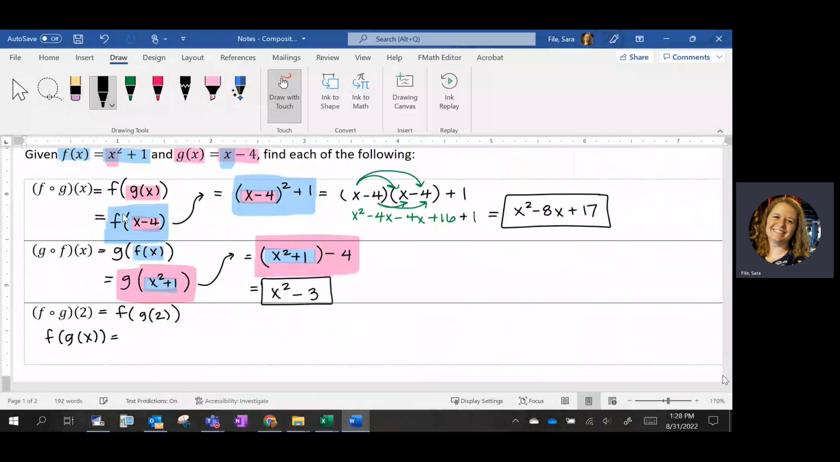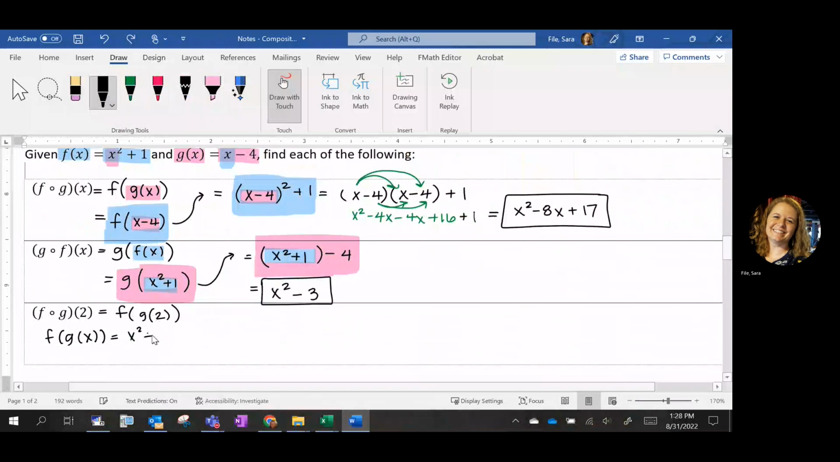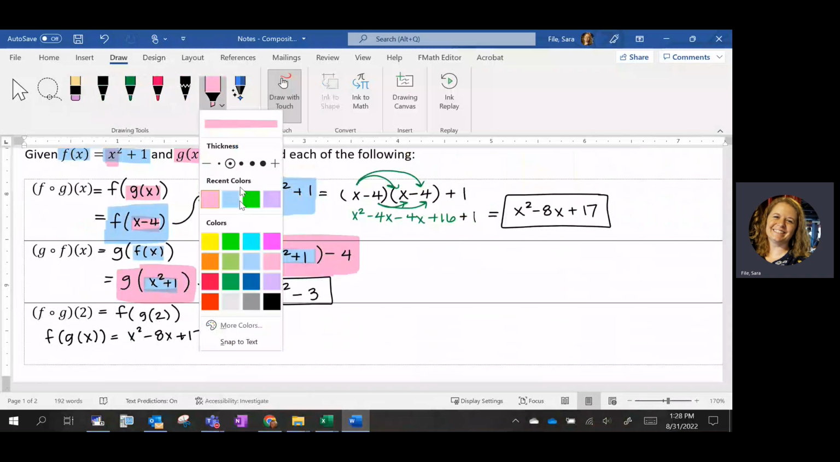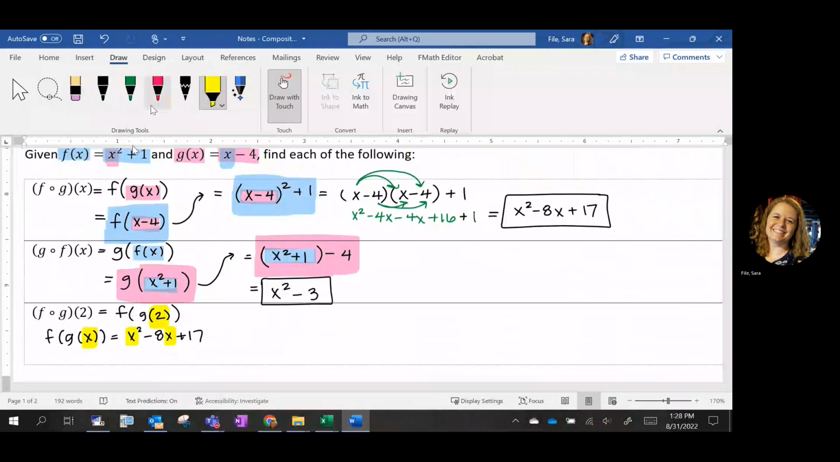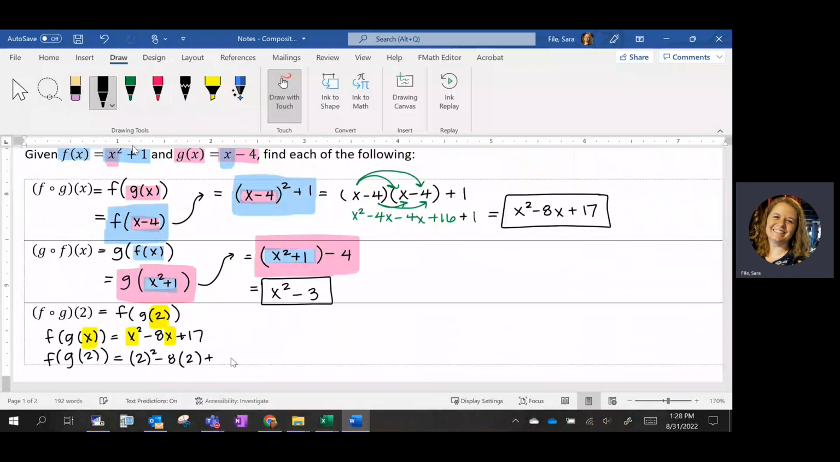At the very beginning, right here, we said f of g of x is x squared minus 8x plus 17. So what this question is asking us to do is to replace the x with a 2. Okay, so if I do it this way, f of g of 2, I simply plug a 2 in for x and solve.